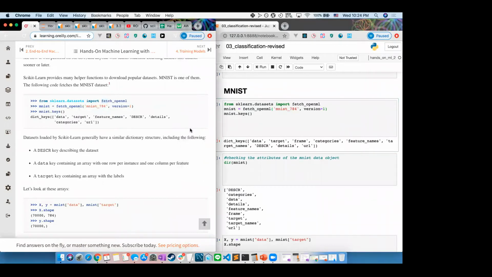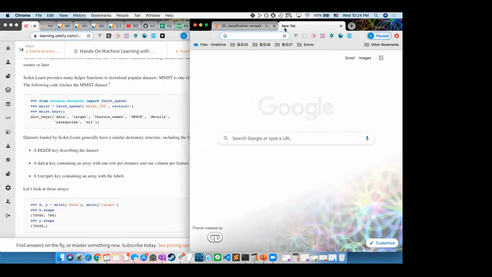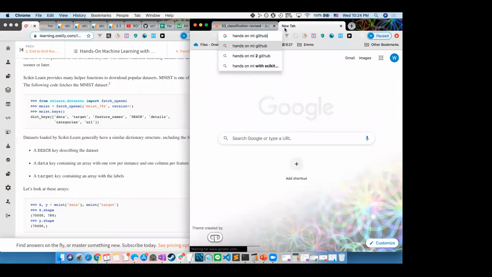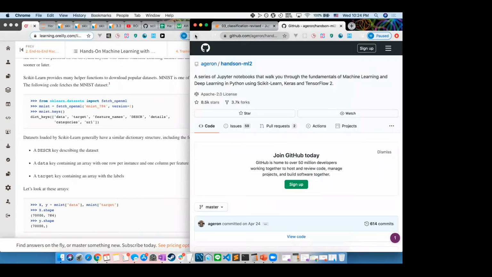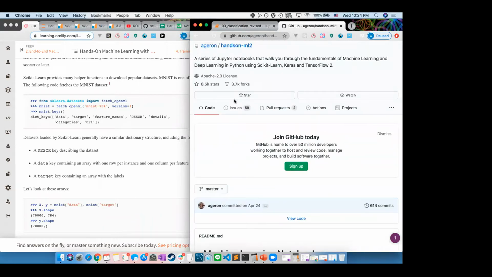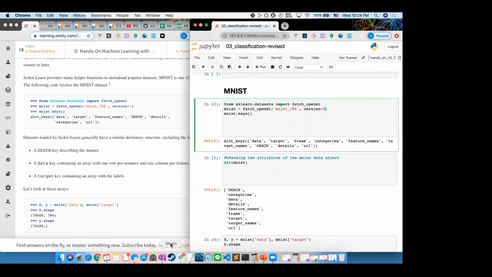So a quick one. Sorry, where do we find the codes? You mean this code? Yes, please. Yeah, it's in the hands-on GitHub. I pasted it in the chat. Okay, thank you so much. Yeah, it should be this GitHub hands-on ML2. Okay, so someone already pasted it.